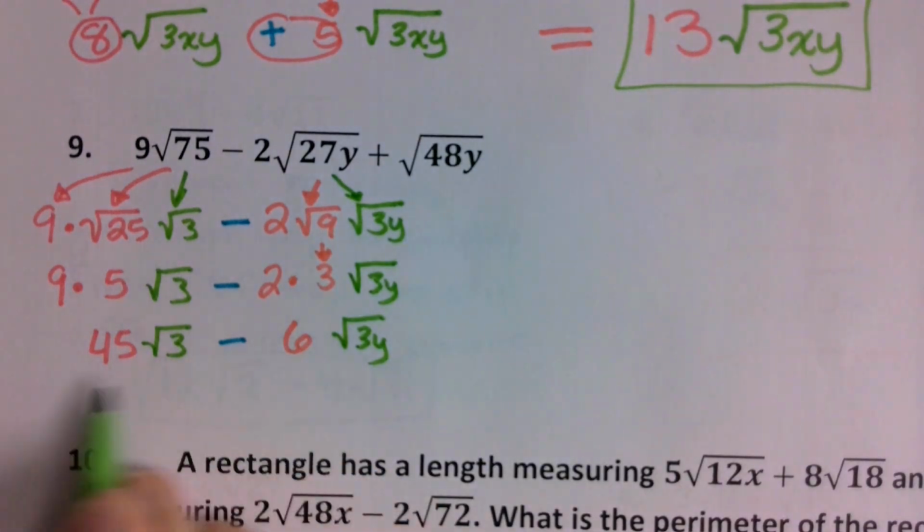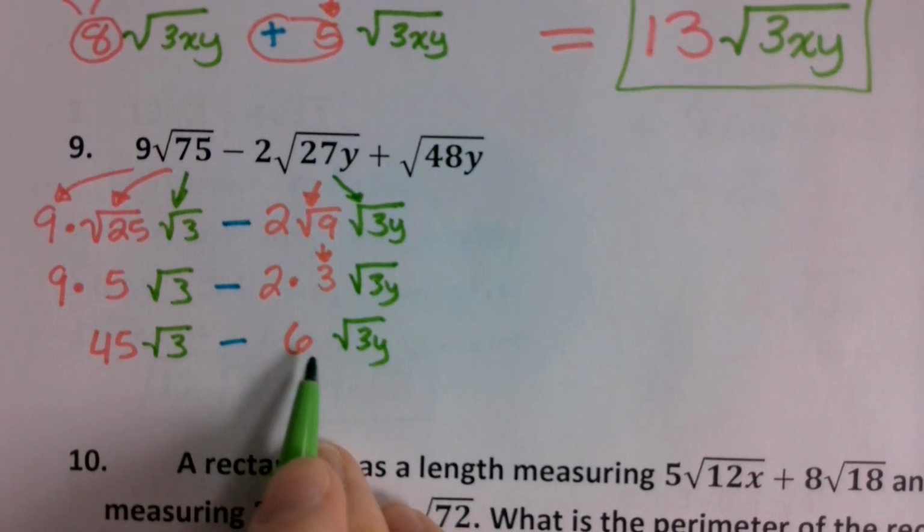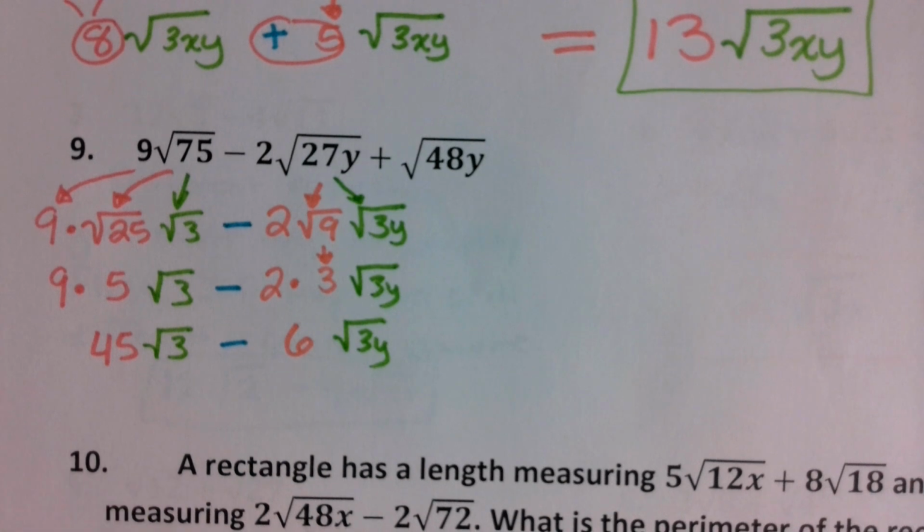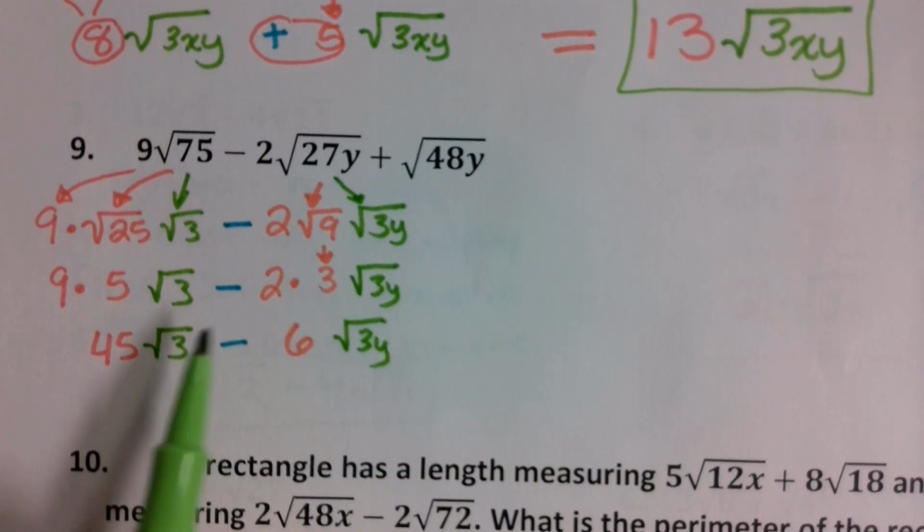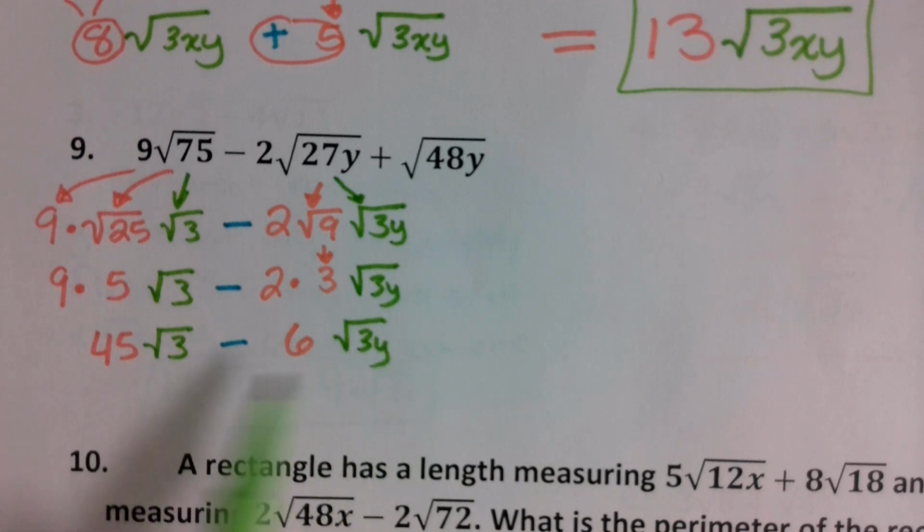Are those the same? Why are they not the same? There's no y on the first one, right? This one is just a 3. This one is a 3y. So they are not like terms, so those cannot be combined.